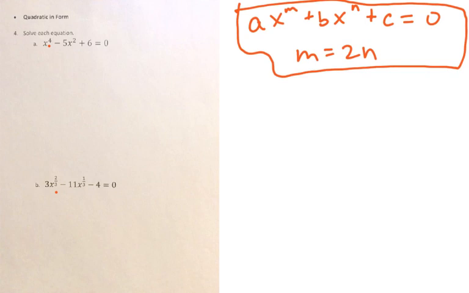So both of these examples, 4a and 4b, are written in quadratic form. 4 is equal to 2 times 2. 2/3 is equal to 2 times 1/3. Now, the first one is nice. We can actually just factor it.